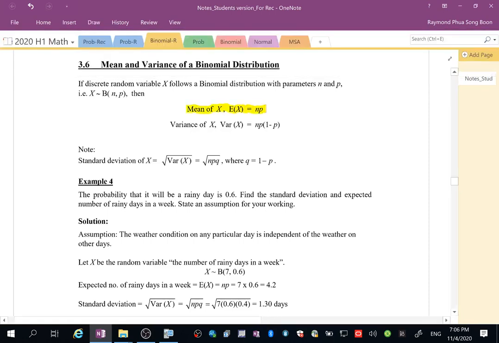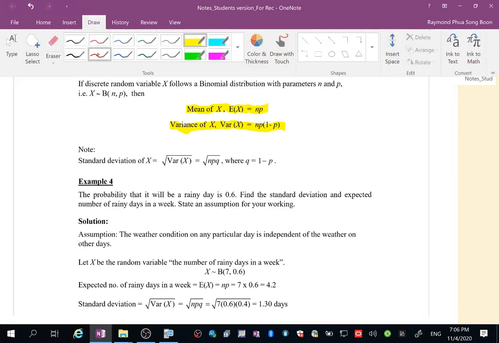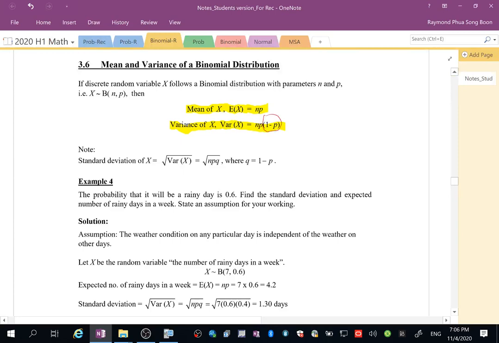Mean of X is also known as expectation of X. So it is n times p. In other words, number of trials multiplied by the probability of success. And variance of X, short form is Var(X), the formula is np times (1 minus p), where 1 minus p is also equal to q.